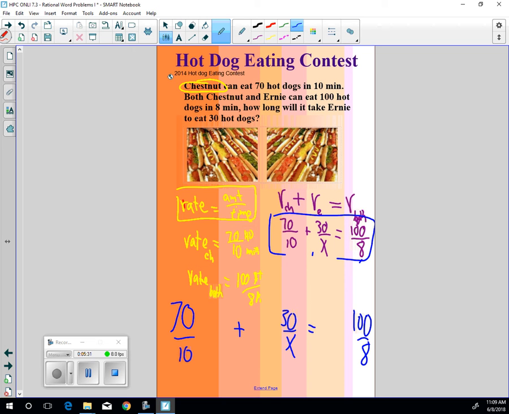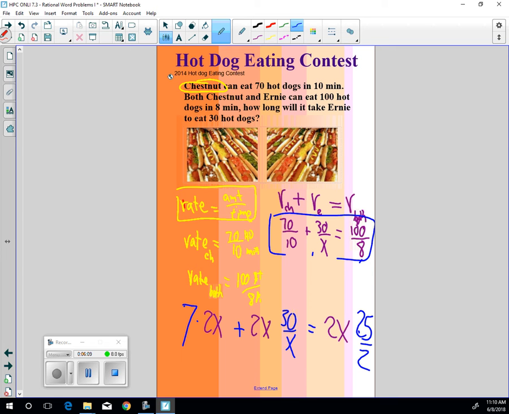So what I did is I multiplied by 2x. Oh, wait a minute here. I simplified them first. This was 7. And then this was fine. And this was 25 over 2.